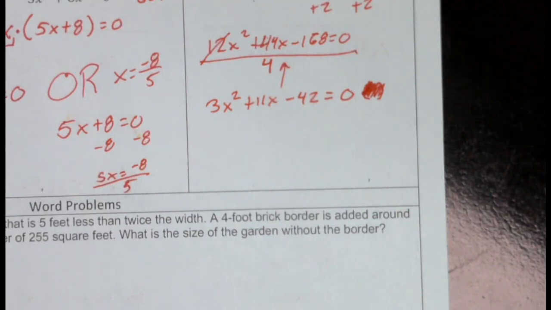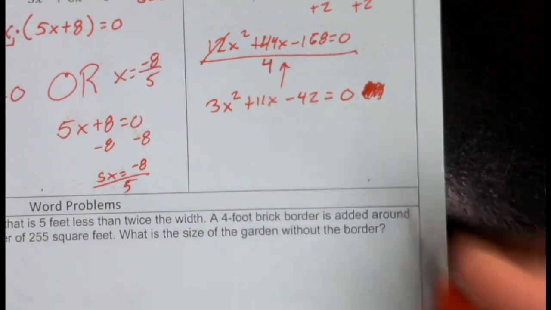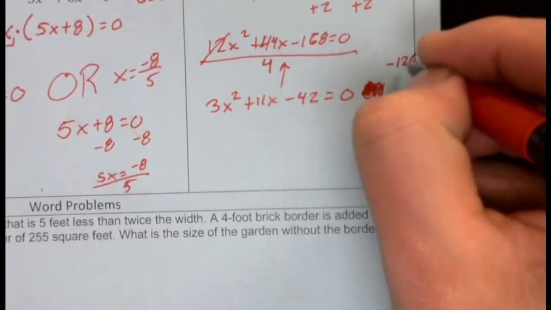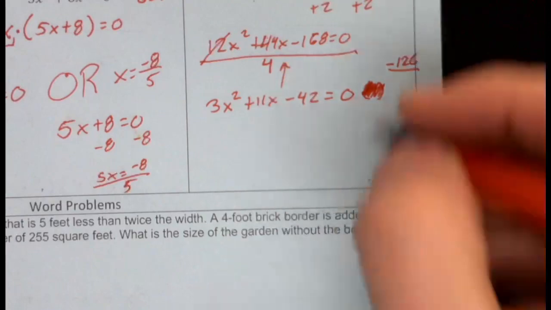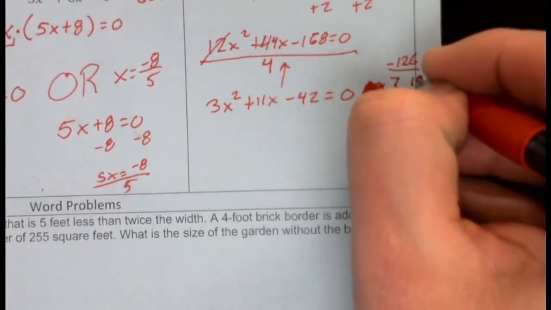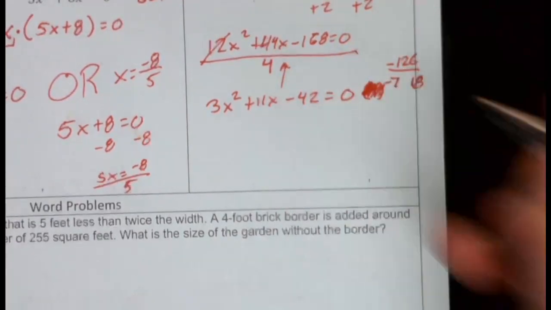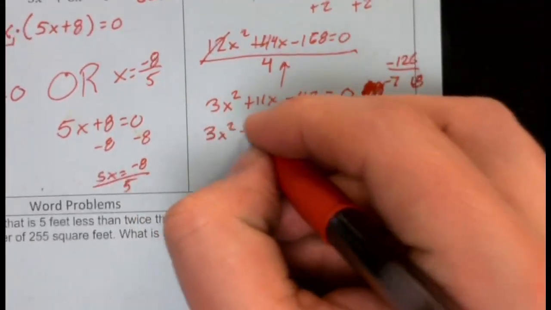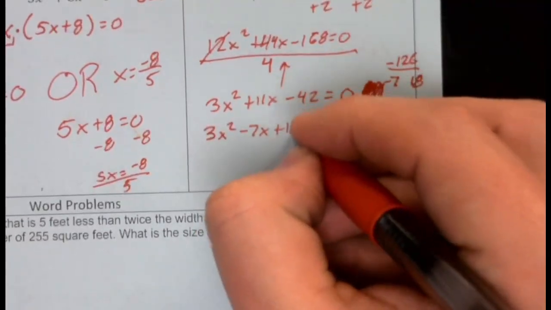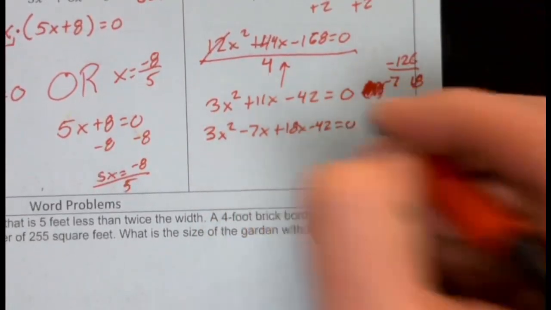Alright, now we're going to factor by our AC method. I need two numbers that multiply to negative 126 that give me 11. Ooh, struggle is real. Oh, found it. 7 and 18. I need a negative 7. So 3x squared minus 7x plus 18x minus 42 is equal to 0.